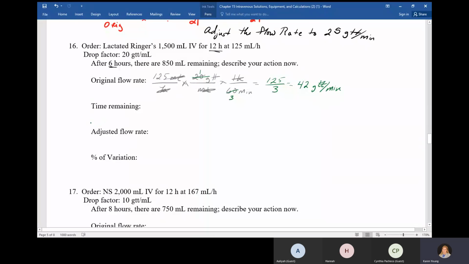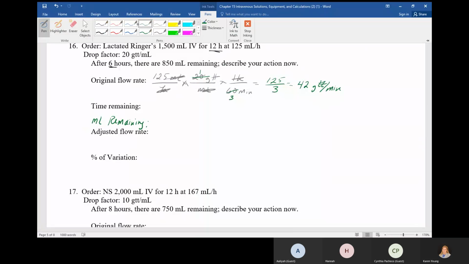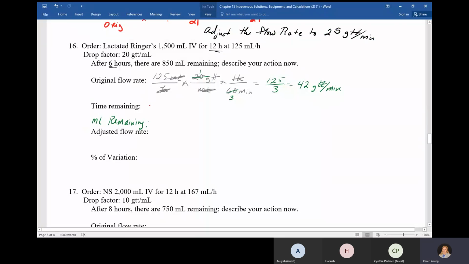I needed to add a line in here. Milliliters remaining. Okay, so how much time do I have remaining? If it's 12 hours to start with, and after 6 hours, I'm doing 12 minus 6, so I'm going to have 6 hours remaining. My milliliters remaining is what they told me, 850 milliliters.